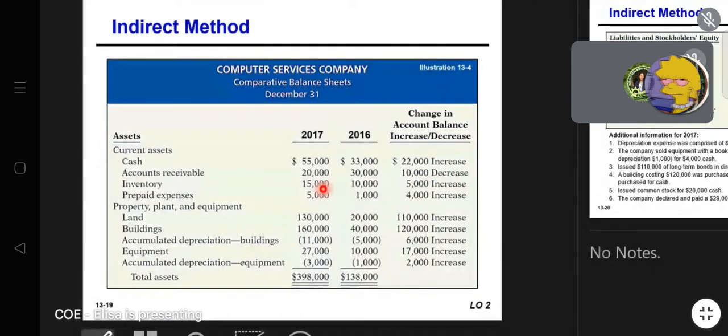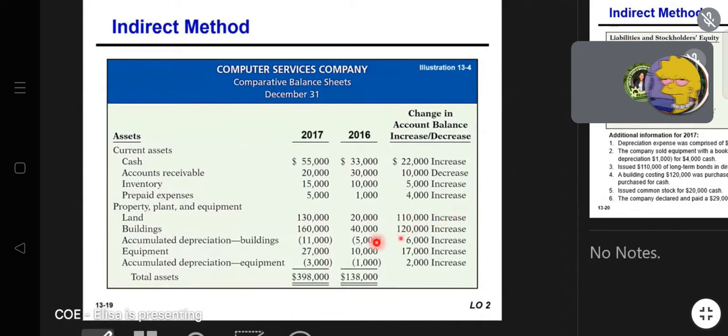And then 15 and 10, there's an increase. 5 and 10, there's a decrease. No, 5 and 1, so there's an increase of 4,000. And then there is property, plant and equipment. From 20 to 130, there's an increase of 110.